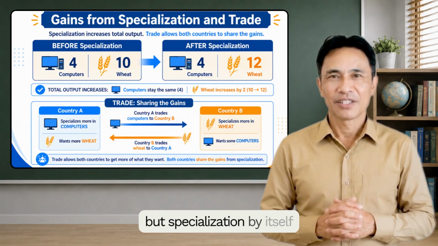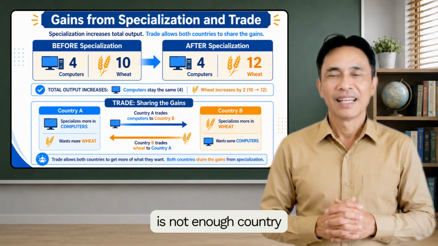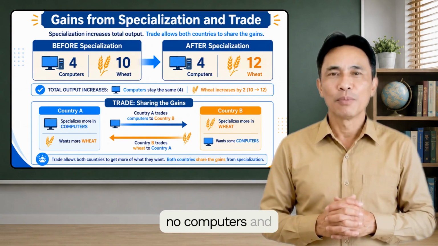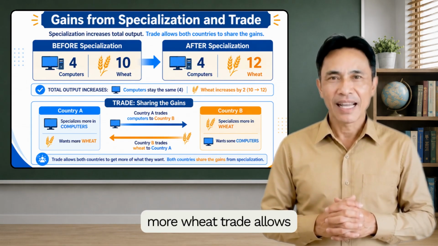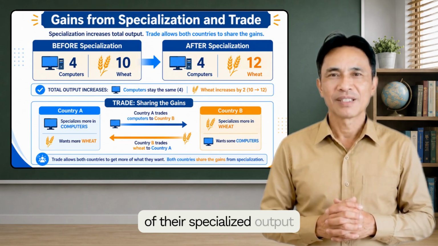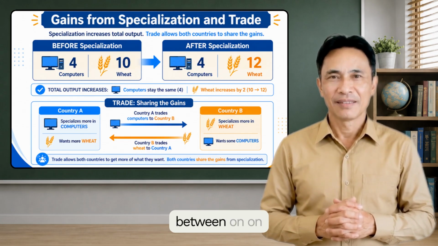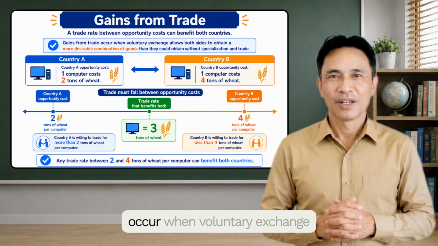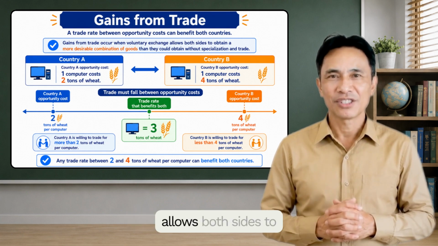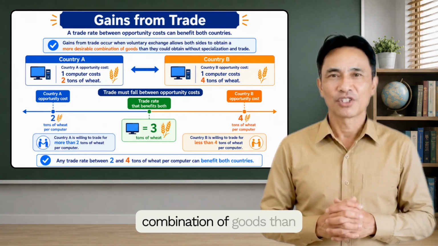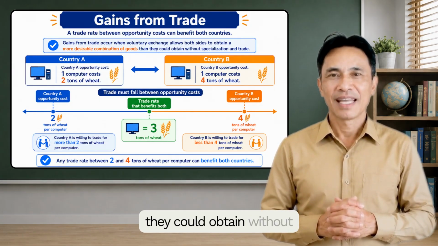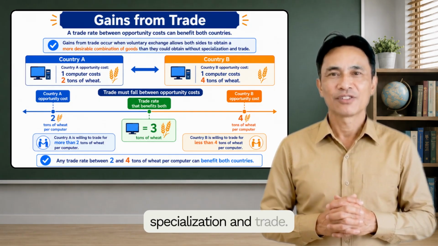But specialization by itself is not enough. Country B now has no computers, and country A may want more wheat. Trade allows them to exchange part of their specialized output and share the gains. Gains from trade occur when voluntary exchange allows both sides to obtain a more desirable combination of goods than they could obtain without specialization and trade.